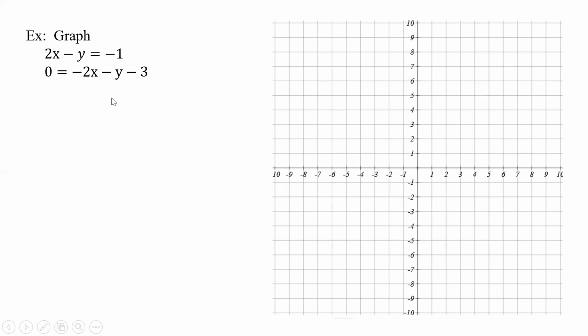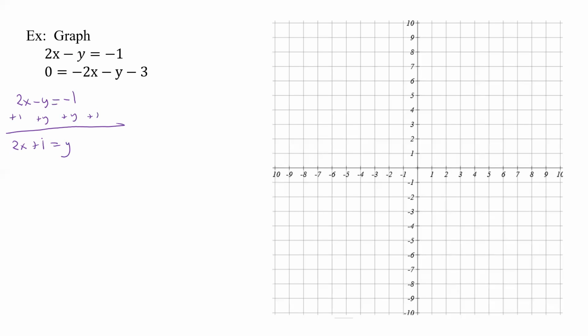So here we have 2x minus y equals negative 1, and 0 equals negative 2x minus y minus 3. Well, let's go back and now try one where we actually have to solve them for y. If we solve this for y, I'm going to take it to the other side. So I'll have 2x minus y equals minus 1. So I'll add y, and then I'll add 1. So basically, I get 2x plus 1 equals y.